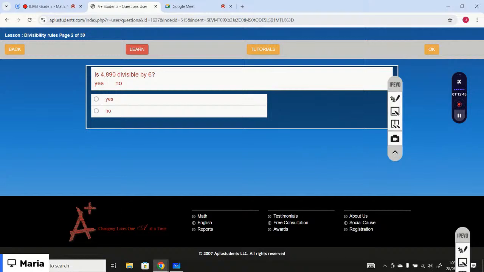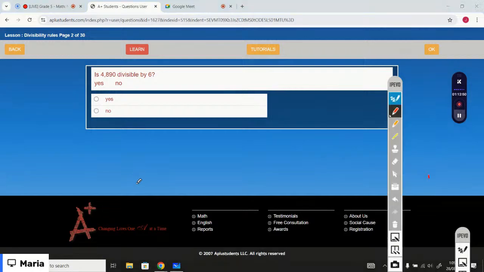So the divisibility rule for 6 is if the number is divisible by 2 and the number is divisible by 3, that means the number is divisible by 6, right? Now we need to learn the divisibility rules for 2 and 3, right? So the divisibility rule for 2 is if the ones digit of the number is either 0, 2, 4, 6 or 8, that means the number is divisible by 2, right?